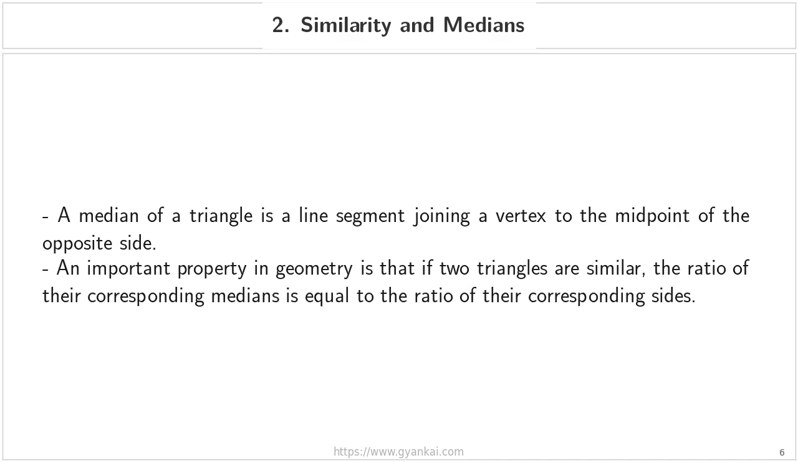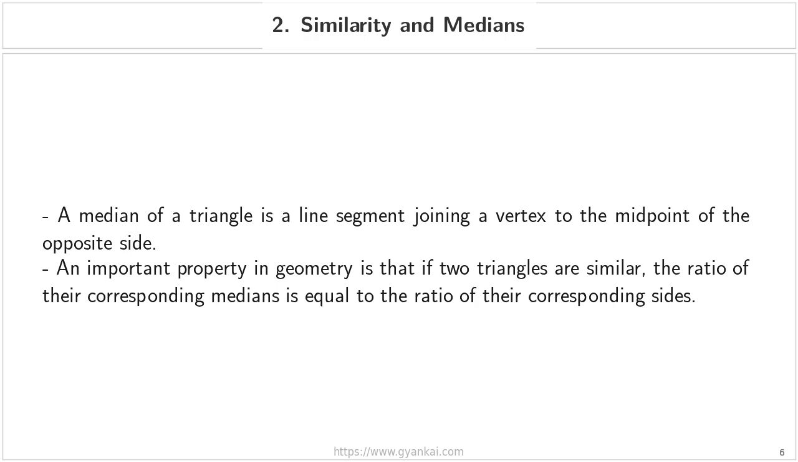Now, here is the key property I want you to note down. When we are dealing with two triangles that are already known to be similar, a very special relationship exists between their medians. Specifically, the ratio of their corresponding medians is exactly equal to the ratio of their corresponding sides. In other words, the scale factor that relates the sides of the triangles also applies perfectly to their medians. We will spend the next few slides proving exactly why this is true using a step-by-step logical breakdown.